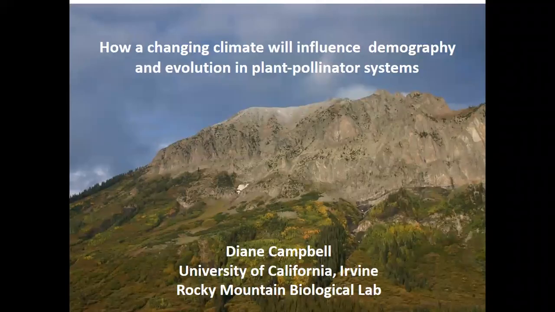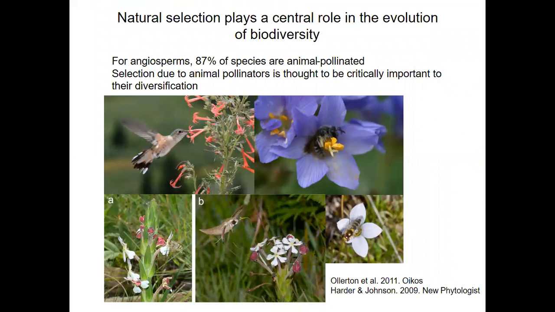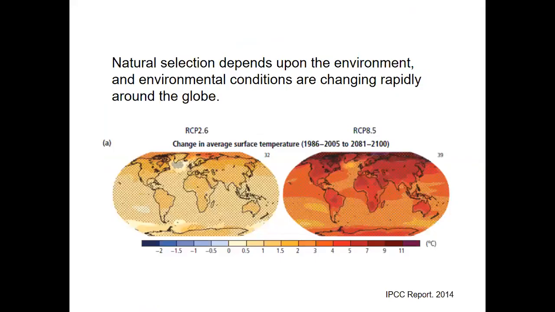So I'm going to tell you today about my research on how a changing climate will influence demography and evolution in plant pollinator systems. We know that natural selection plays a central role in the evolution of biodiversity. And for flowering plants, the angiosperms, about 87% of species are pollinated in part by animals, such as this hummingbird, bee, hawk moth, or fly. So selection due to animal pollinators is thought to be critically important to their diversification.